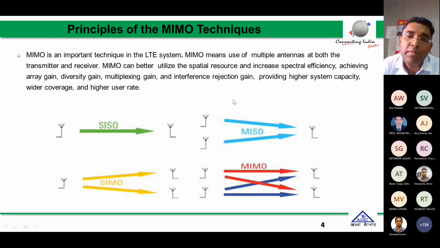OFDM technology is also one of the things that enables 4G and 5G for higher order MIMO or massive MIMO, because our previous legacy networks, 3G and 2G, use serial data transmission on a single carrier. But in OFDM techniques, we are transmitting in multi-carrier mode. Our data is transmitted on multiple sub-carriers. That's why it is more suitable to implement higher order MIMO and massive MIMO.